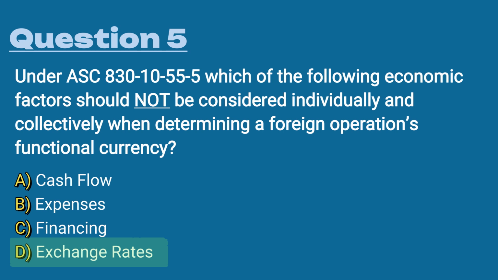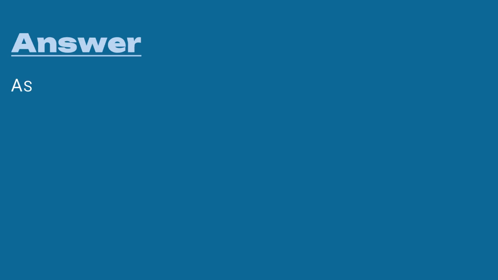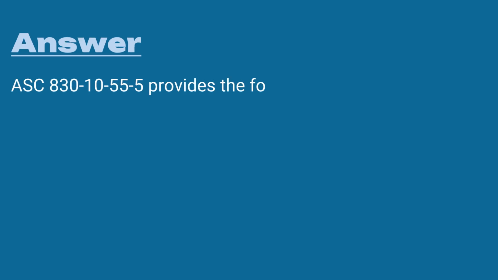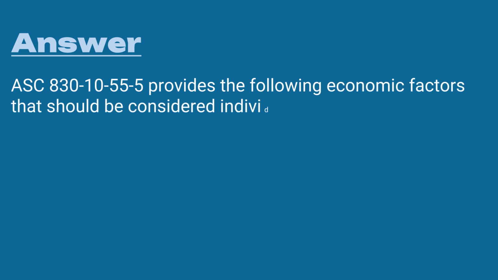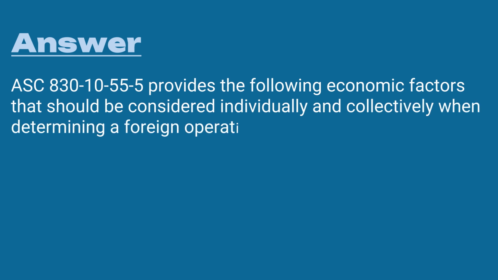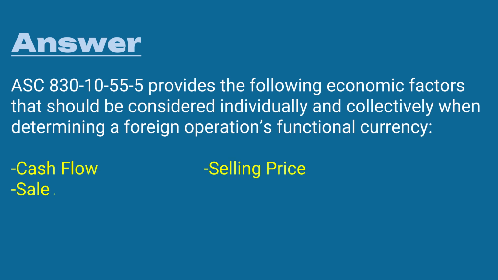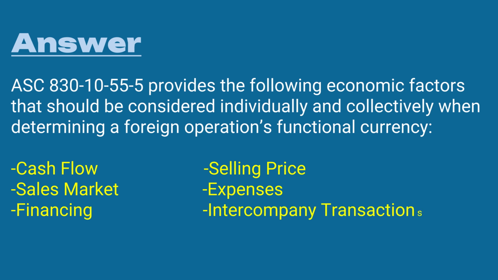The answer is D, exchange rates. Per ASC 830-10-55-5, the following economic factors should be considered individually and collectively when determining a foreign operation's functional currency: the cash flow, the market that you're selling in, financing, the selling price, expenses, intercompany transactions. If it's not obvious, these are the factors you're going to look at to make the determination of what that foreign entity's functional currency is.